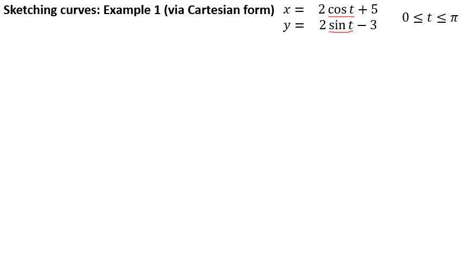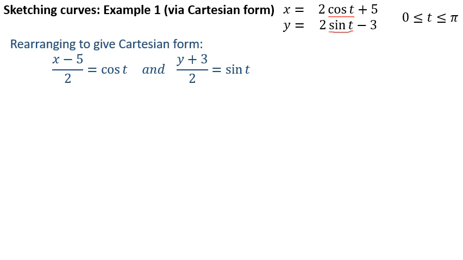To do this, I'd like to get cos t and sine t on their own. In other words, I'm going to write cos t in terms of x by doing a bit of rearranging, and similarly sine t in terms of y. Once I've got cos t and sine t, I can square them and add them together, and I know the result will be 1, which means I can square (x - 5)/2 and (y + 3)/2, add them together and get an answer of 1.